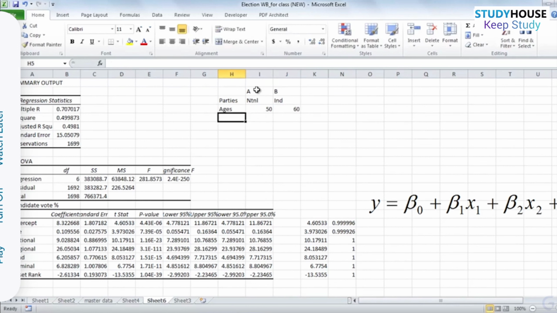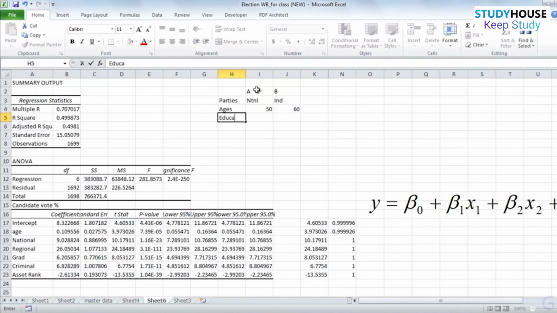Okay. In terms of education, let's have candidate A who is a graduate and let's have candidate B who is not a graduate. Crime records, candidate A is clean and candidate B has some crime record. Yes. You're just creating an example. In terms of asset rank, candidate A happens to be the richest in the constituency, whereas candidate B's asset rank is, let's say, 8. He's the 8th person. So A is the richest, B is the 8th person.